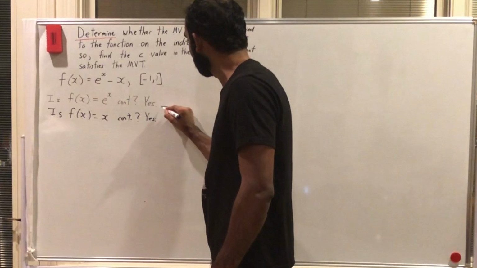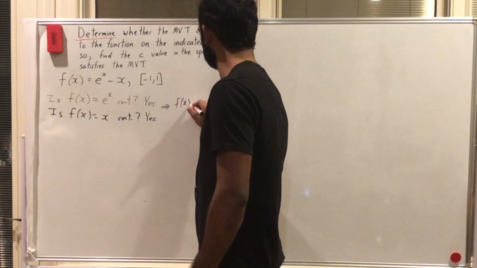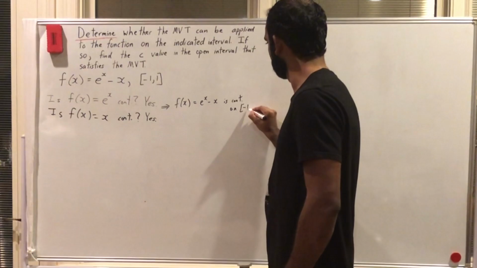And if you do a linear combination of continuous functions, which means adding them or subtracting them, that linear combination is also continuous. This thing is continuous. All right, so that takes care of the first part.